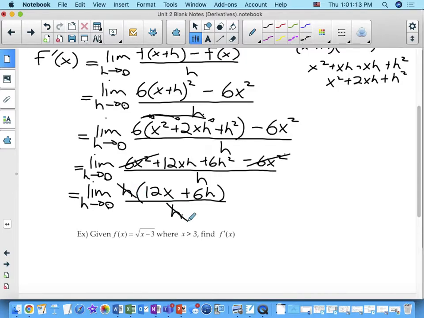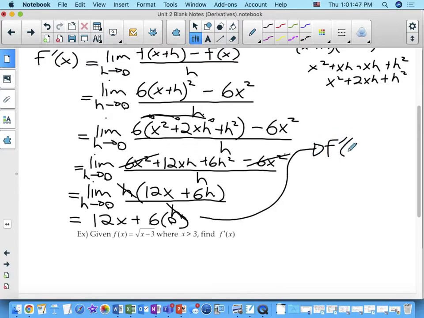You could take the factor of 6 out, yes, but we don't. I mean, what we're really interested in is canceling the h. Okay. And then now what we have is something where we can sub in a 0 for h. 12x plus 6 times 0, and that's just 12x. Okay, so what is our derivative function? f prime of x equals 12x.